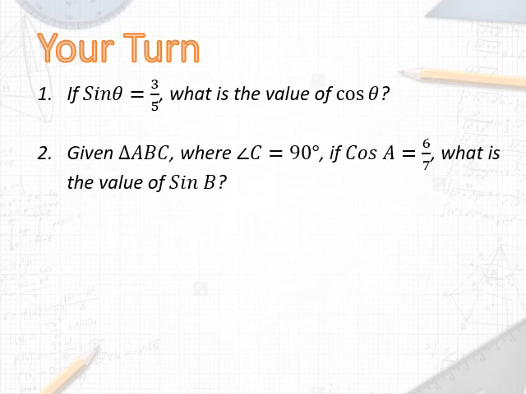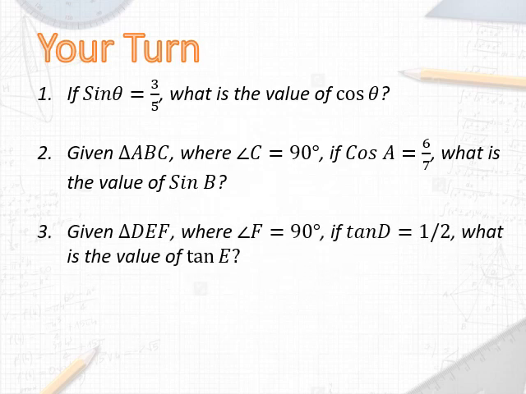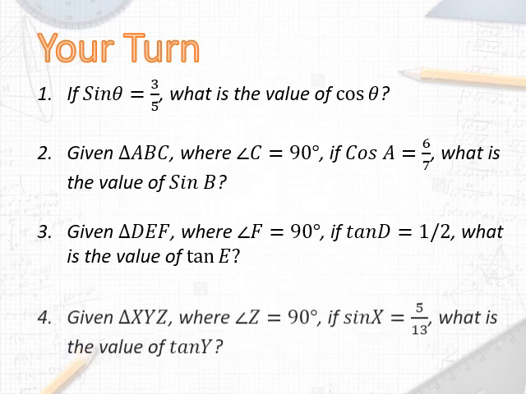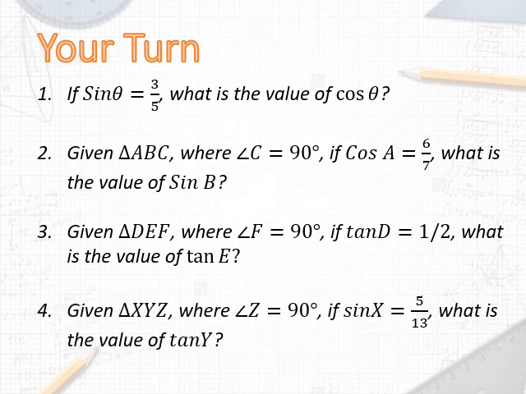Question 2, different way of asking it. Triangle ABC, C is 90 degrees, cos of A is 6/7. What is sine of angle B? And then you got tan of D, what's tan of E? And then XYZ, sine of X is 5/13. What is tan of Y? So converting between sine and tan this time. Take a shot at it. Let's see how you did.